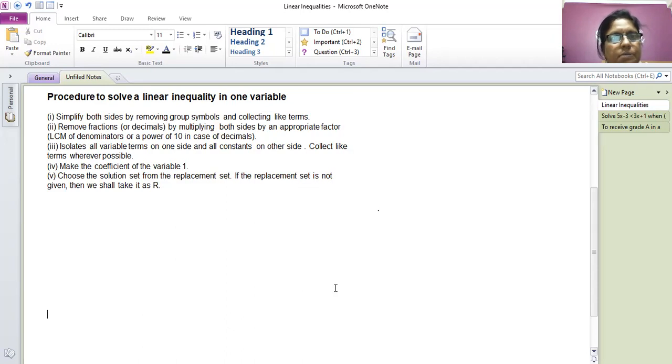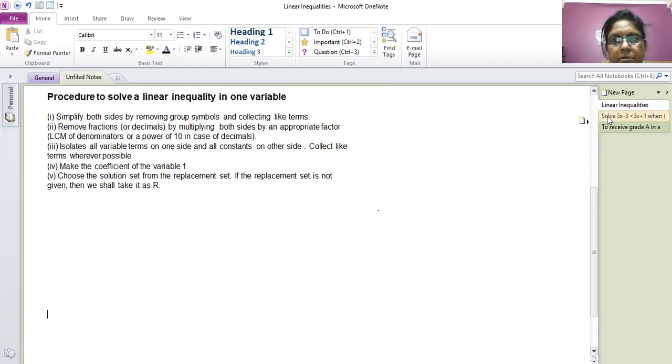Isolate all variable terms on one side and all constants on the other side. This is an important rule. You can shift all the variable terms to the left-hand side and all the constants to the right-hand side. Collect like terms wherever possible, as you did in linear equations. Make the coefficient of the variable 1. Last but not least, choose the solution set from the replacement set. If the replacement set is not given, then we shall take it as R, the set of real numbers.